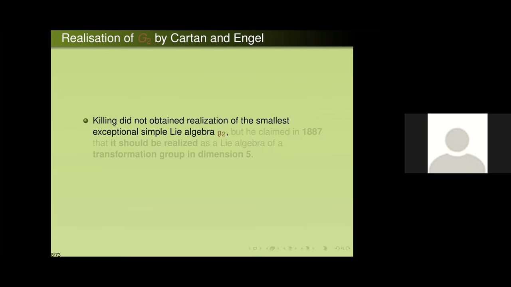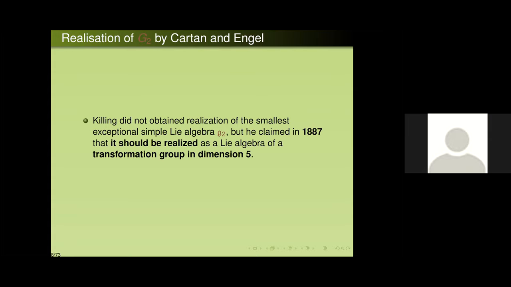So Killing, as I said, did not obtain a realization of any of those, and I will now be interested just in the smallest of these exceptional simple Lie algebras. He didn't obtain a realization, but already in 1887 he claimed that it should be realized as a Lie algebra of a transformation group in dimension five. So he knew that if this algebra exists and the corresponding Lie group exists, this Lie group can be realized as a transformation group on a manifold of dimension five.